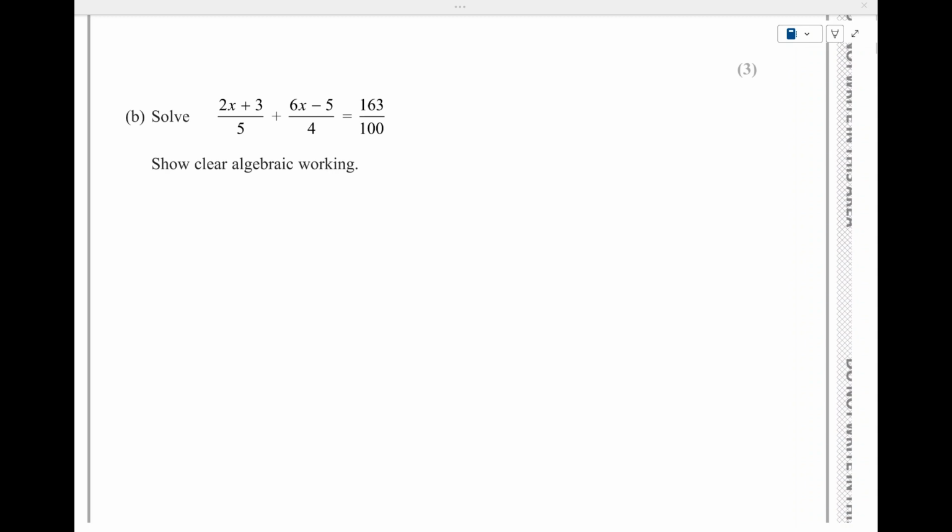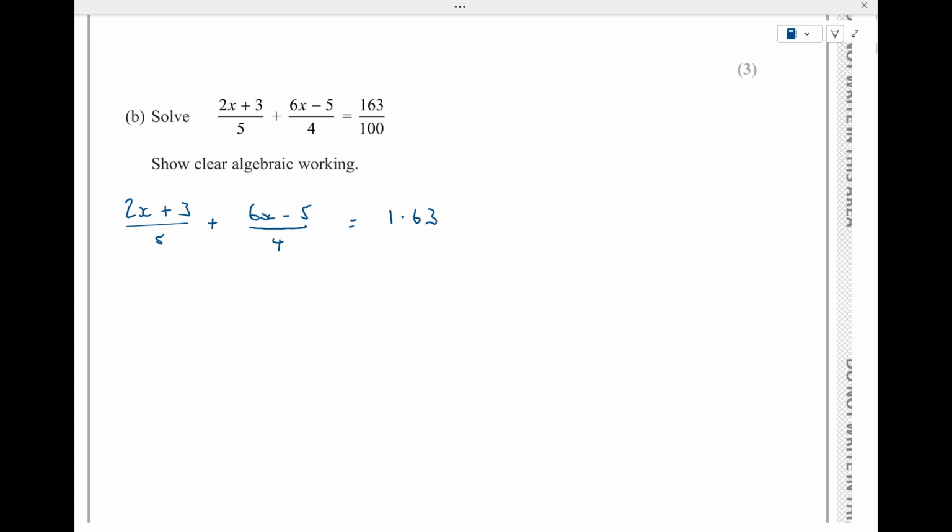14b. Right, got to solve this equation with fractions. Now, on the left-hand side, I've got two algebraic fractions here. I've got 2x plus 3 over 5 plus 6x minus 5 over 4. And then on the right-hand side, I've got 163 over 100. Well, let's write that as 1.63 to start with.